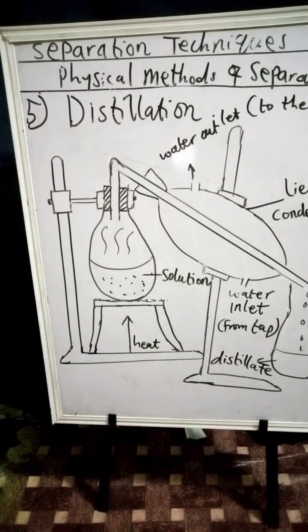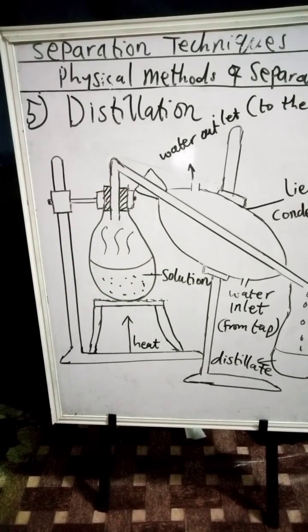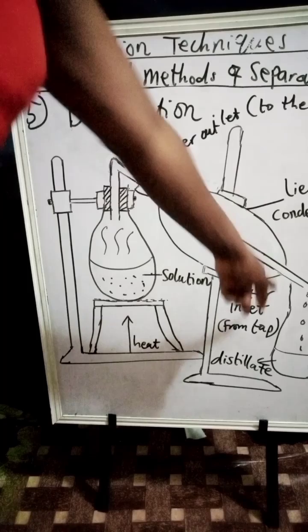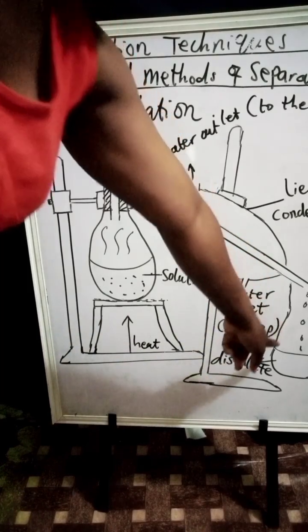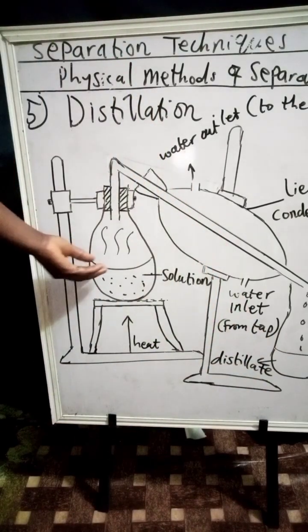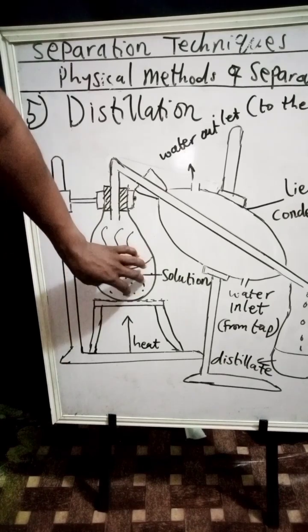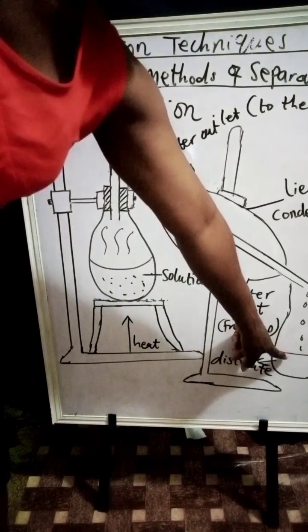The next one is fractional distillation. The apparatus for simple distillation is the same as that of fractional distillation. The only difference is the fractionating column that was introduced between the distillation flask and the condenser. Remember that as the solvent distills over as a distillate, the impurity and any other solvent will remain here, so you get your solvent.